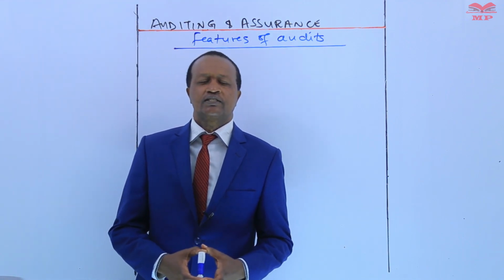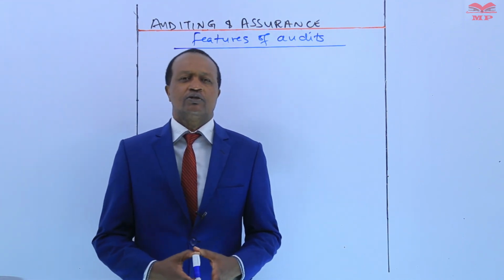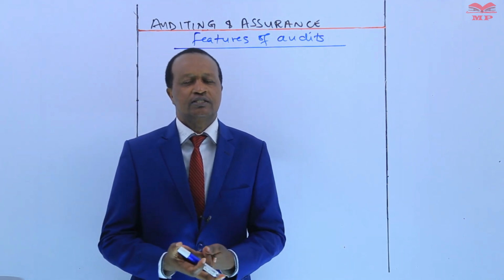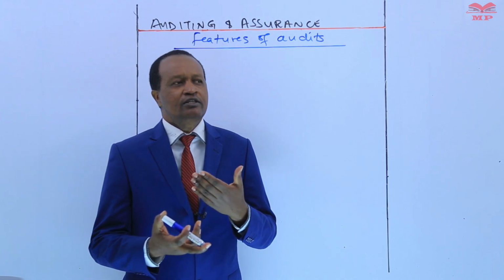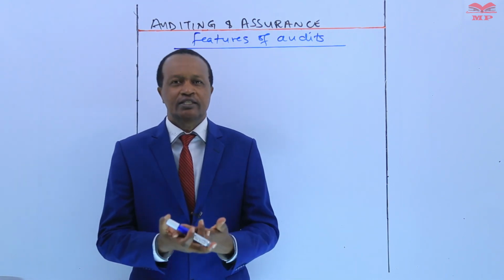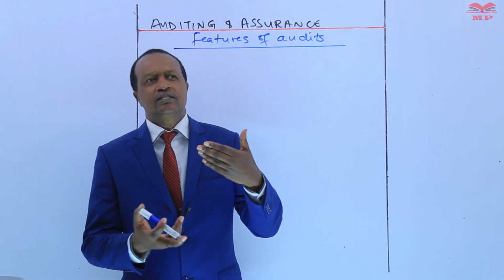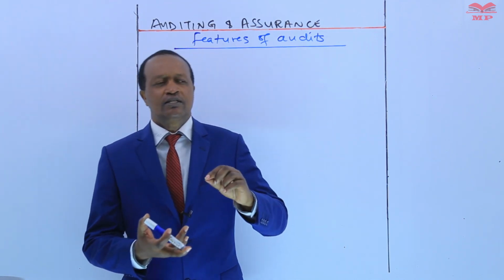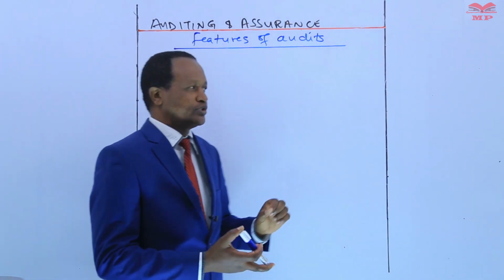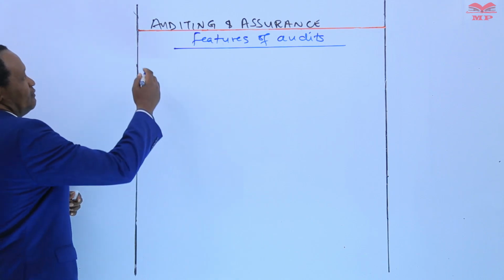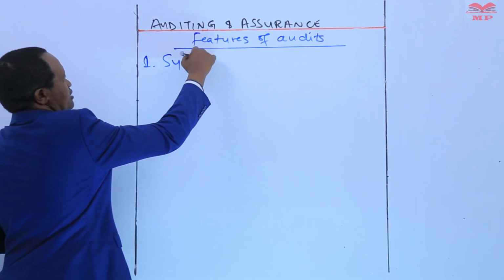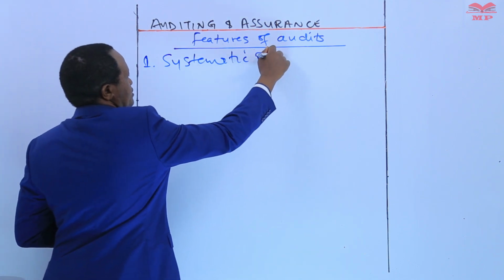Today we are going to discuss the features of audits, or characteristics of audits, or attributes of audit. Now, the key features of audits include, one, that an audit is a systematic process. That is the first feature.